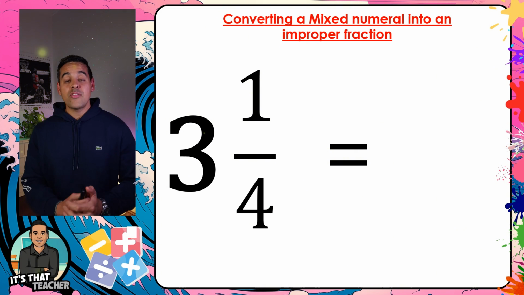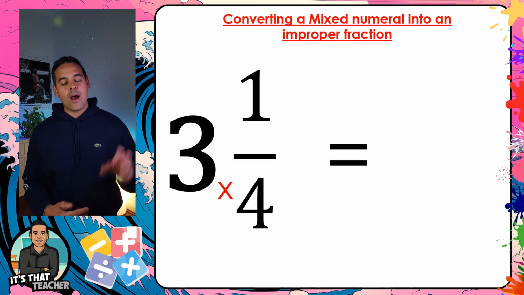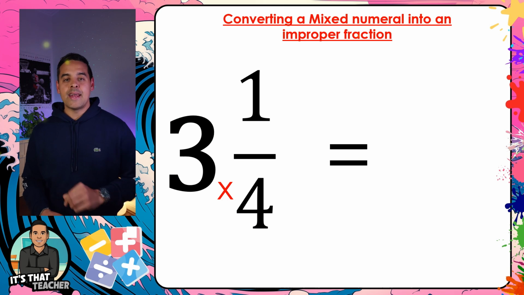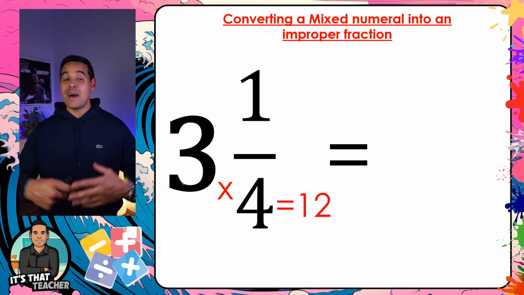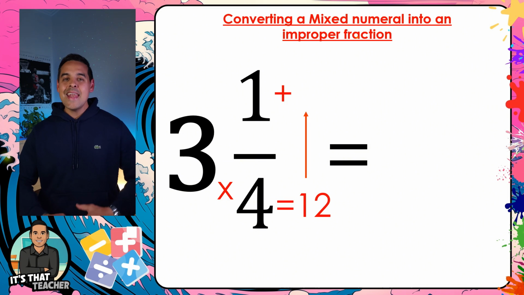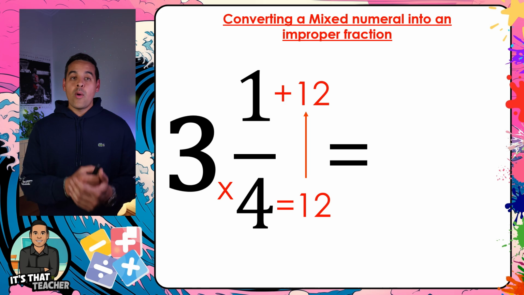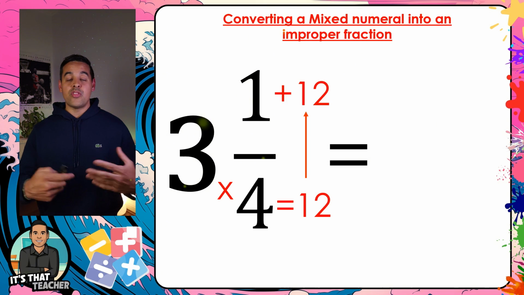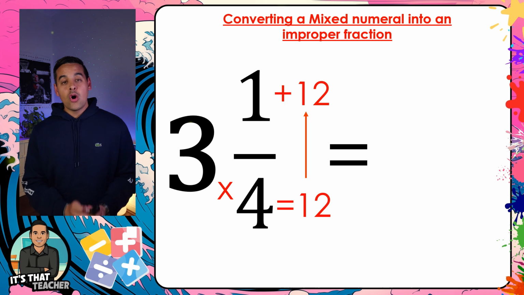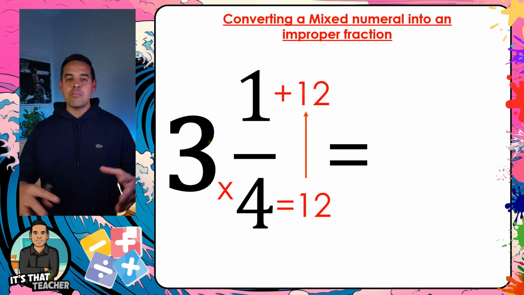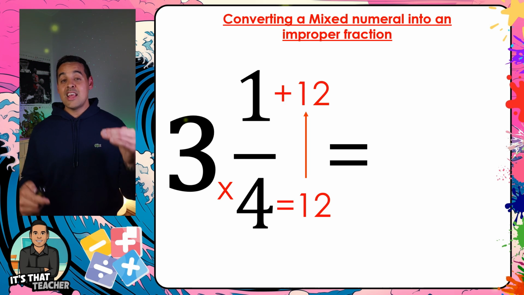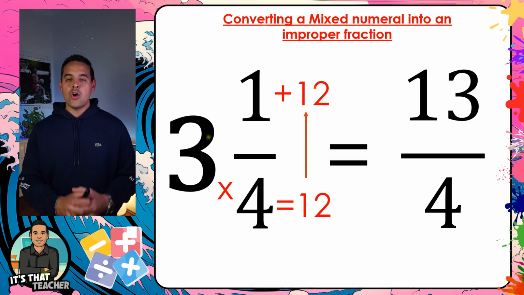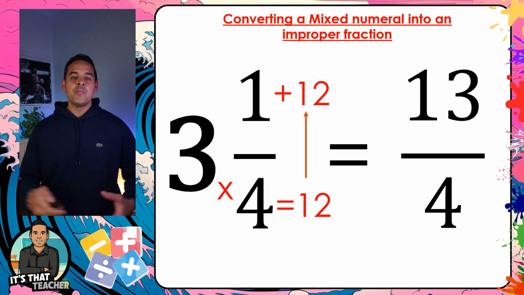I'm going to show you once more with this new fraction, 3 1/4. Remember, the first thing we need to do is multiply our whole number by our denominator, our bottom number in the fraction. So 3 times 4 equals 12. So we have 12 parts there of the fraction. We need to add the 12 to the numerator. Now, when we add the 1 plus 12, that's going to equal 13. And just remember, you do not change the denominator, because the amount of parts that your whole number has been divided into has not changed, but the amount of parts you have has changed. So your improper fraction here would be 13/4.